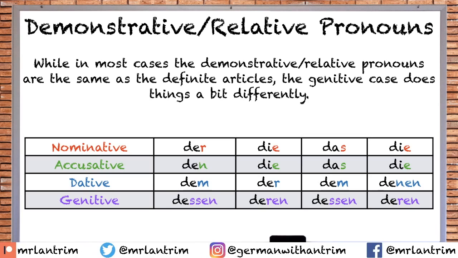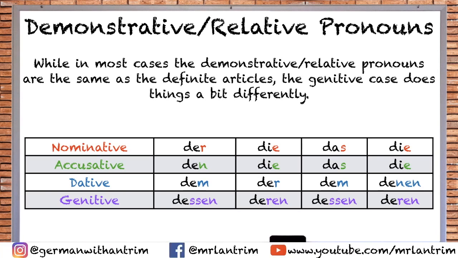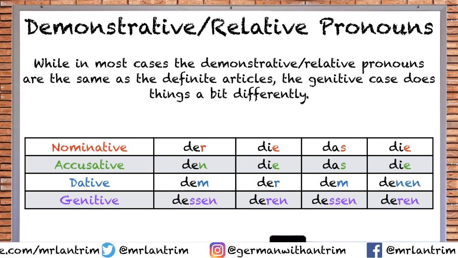Demonstrative and relative pronouns in the genitive case. So most of the time, relative and demonstrative pronouns are the exact same thing as the definite articles. As you can see in the nominative and accusative case, they are literally exactly the same. So der, die, das, die, same as the der words. Accusative, den, die, das, die. Same thing as the normal definite articles.